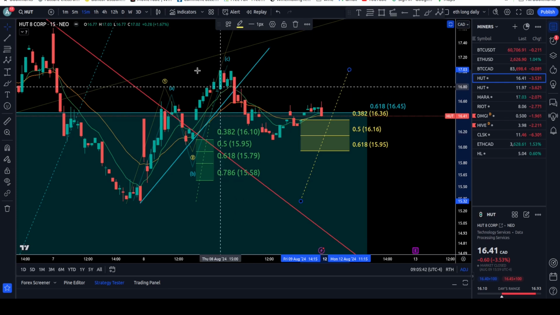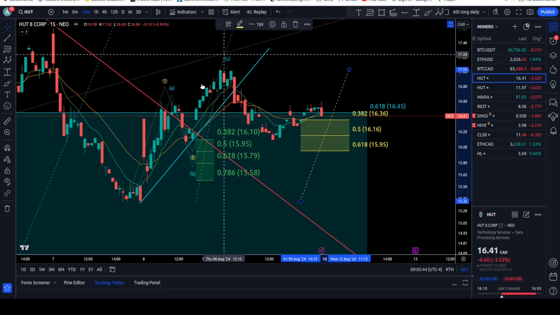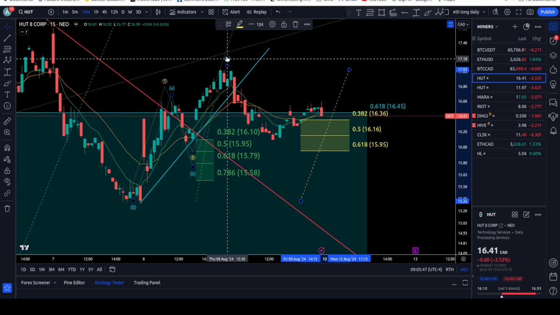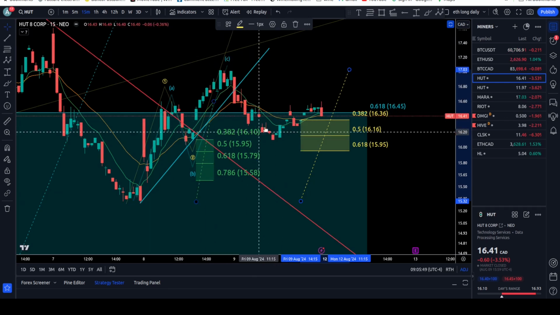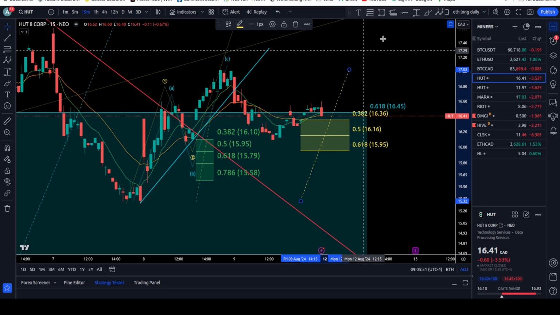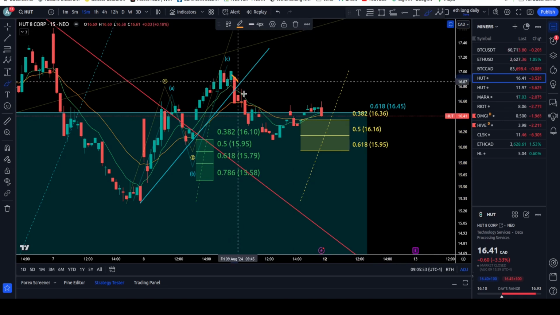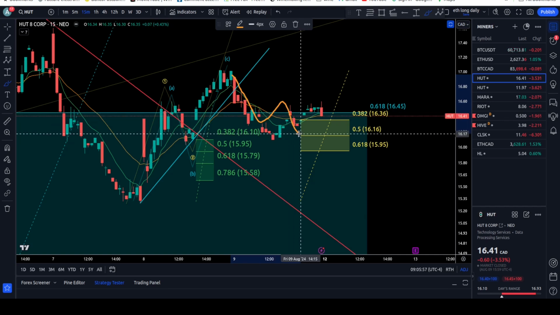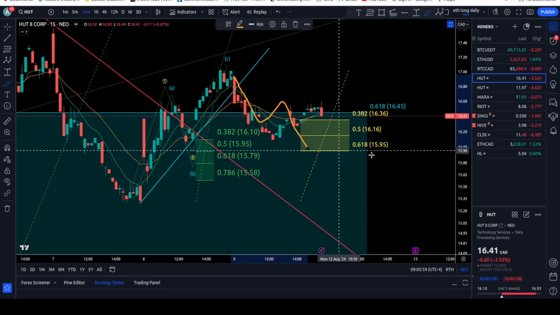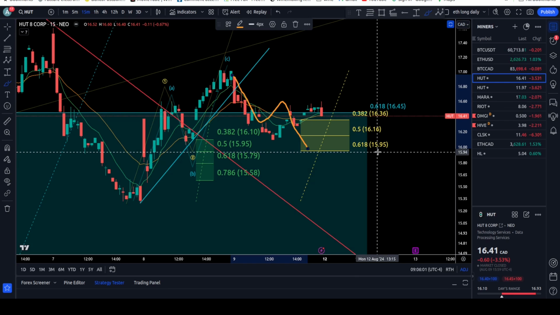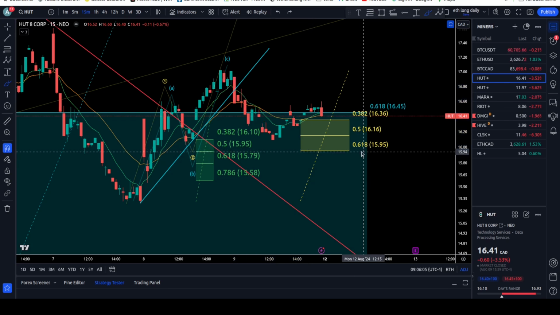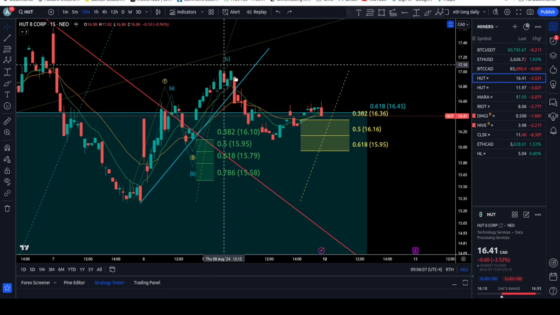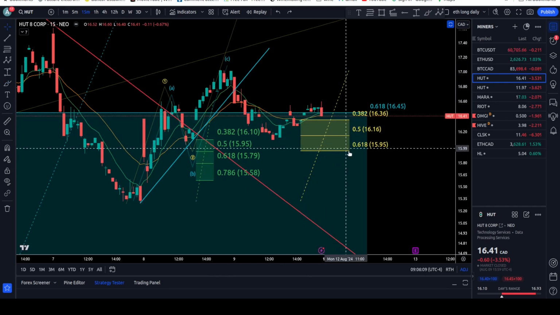So the only problem I have is that if all this is a wave 1 and this is working on a wave 2, I would have loved price to stop at the 0.382, then have the wave B and the wave C, and ideally go to 0.618, let's say $16 or $15.95. That would be ideal. Now this could be an A, this is the B, and I'm still going to do the C.